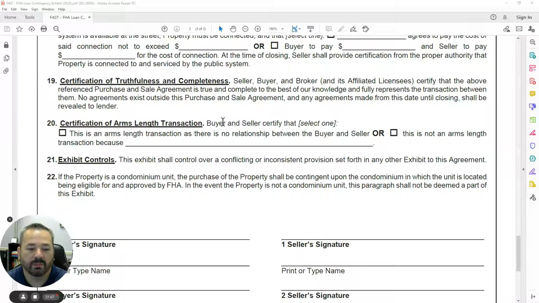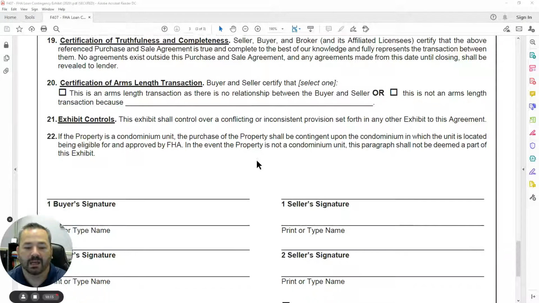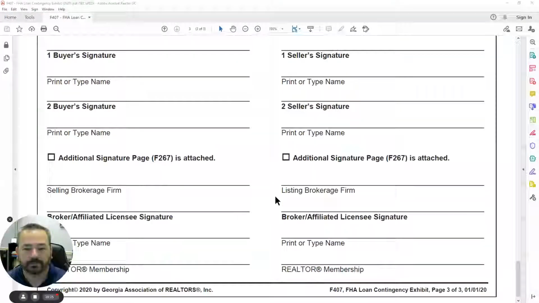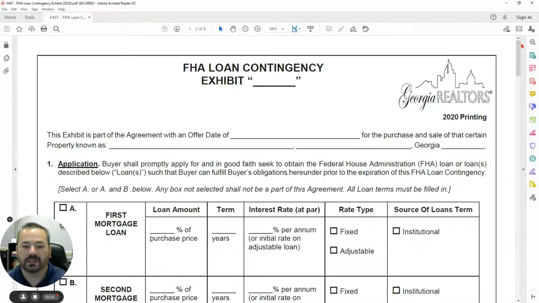And then paragraph 20, certify this is an arm's length transaction. We're either saying that it is an arm's length because there's no relationship between the buyer and the seller, or this is not an arm's length transaction because the seller is the buyer's brother. You know, describe whatever the relationship there is that makes this not an arm's length transaction. And then have everyone sign here. And guys, that's it for the FHA loan exhibit contingency.